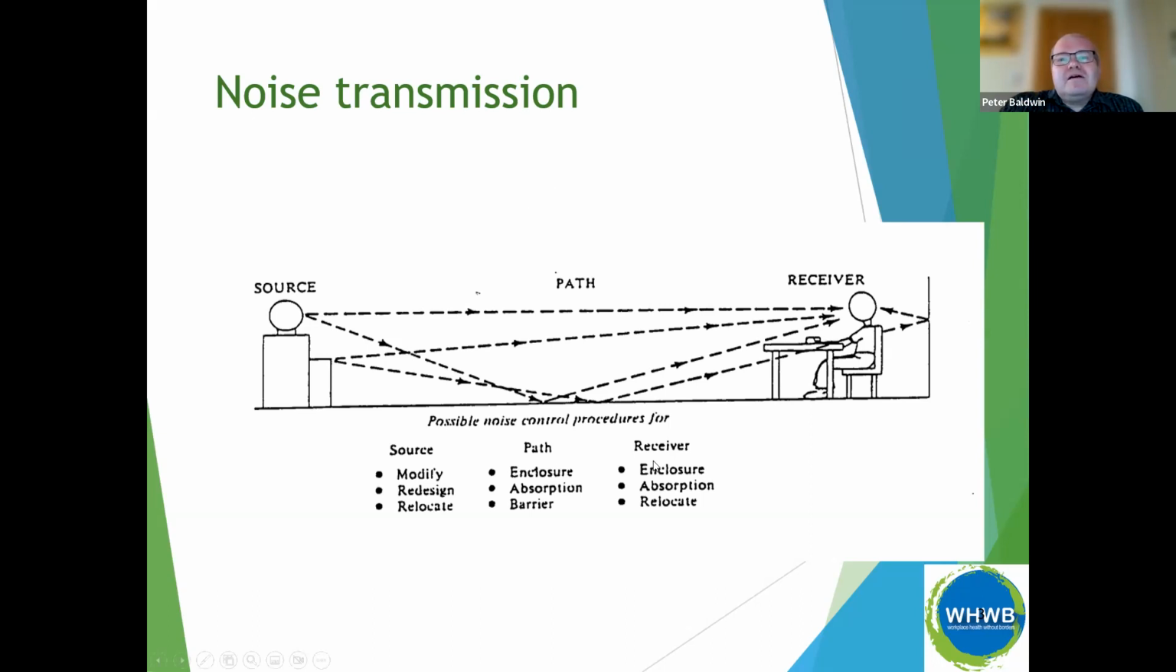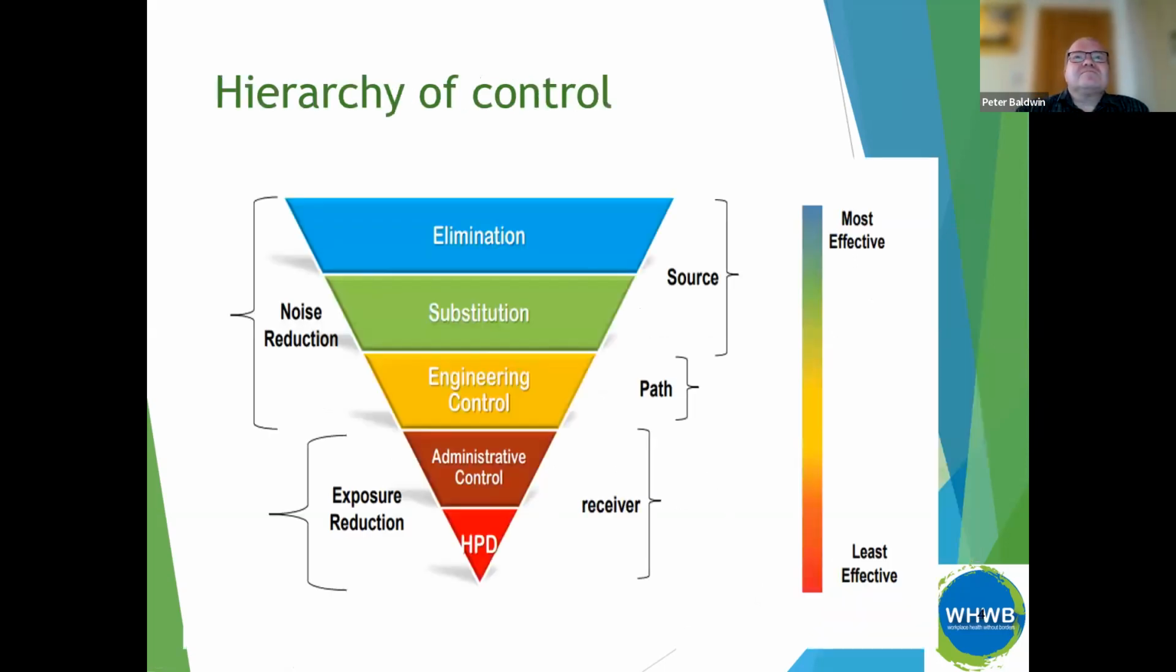And then looking at the receiver, you can put the worker in an enclosure as opposed to the sound. You can relocate the worker, put some absorption material around them, put them in hearing defenders. These are all valid techniques. But the main aim, obviously, is that if you control it at source, it's a much better control than controlling the path. And the one that's most prone to failure would be putting protection or PPE of some description on the actual worker themselves. So just having a look at the hierarchy of control.